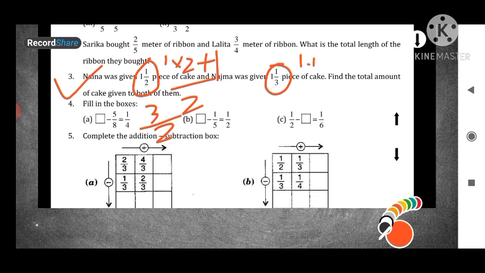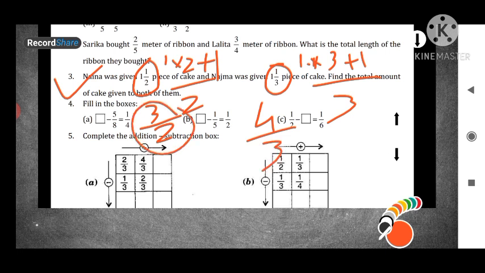And for the next one, what is there? 1 into 3 plus 1 upon 3. That means how much will you get? 3 1s are 3 plus 1 is 4. 4 upon 3. So what fractions did we get? 3 upon 2 and 4 upon 3, isn't it? Find the total amount given to both of them, which means we have to add. Okay, so they are unlike terms. 2 and 3 are not the same, isn't it? So they are unlike terms, so we have to find the LCM of 2 and 3 and add them.